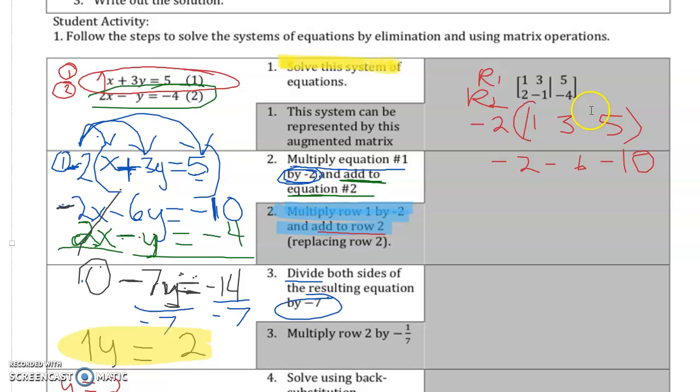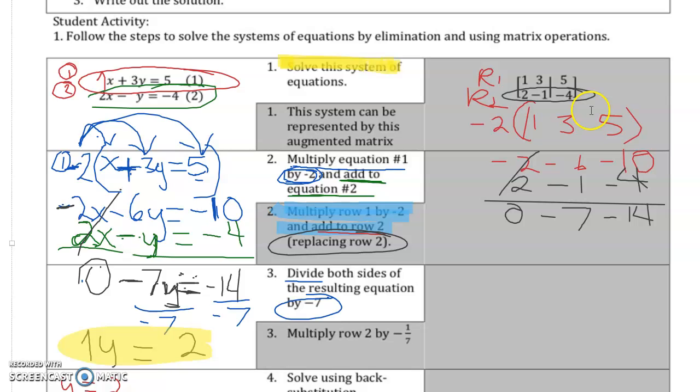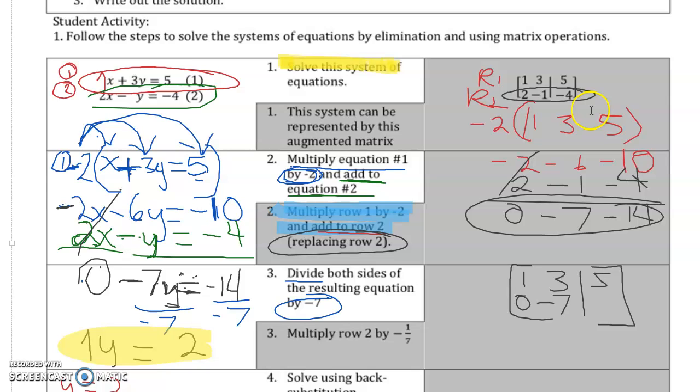So I'm going to write down the numbers from row 2, which are the ones here, which is 2, -1, and -4. And so if I add those numbers, I will get 0, a -7, and remember this was a -4, so this will be a -14. So now what we do with that is we replace row 2 with those new numbers. And so we create a new matrix where row 1 is still the same, 1, 3, and 5, and row 2 is what we found here, 0, -7, and -14. And so that is the new augmented matrix after applying the row operations.